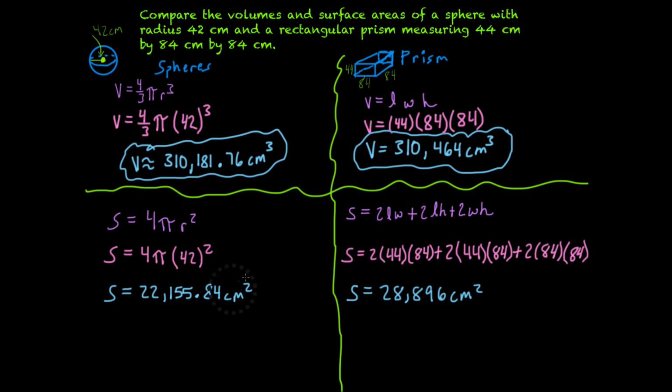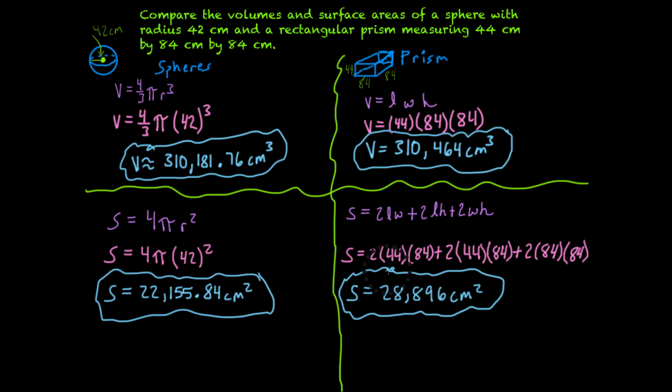And now looking at the sphere and the prism's surface area, when we look at these two values, well, they're off by more than a few thousand centimeters. So the prism has a larger surface area than the sphere.